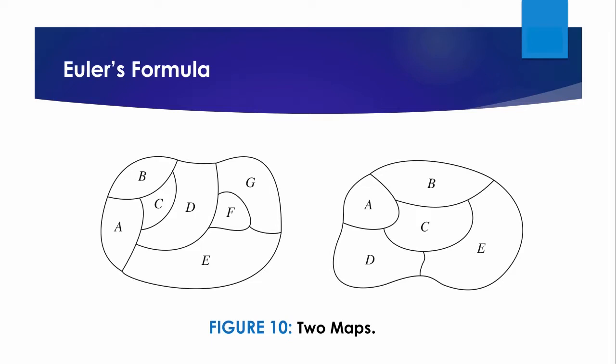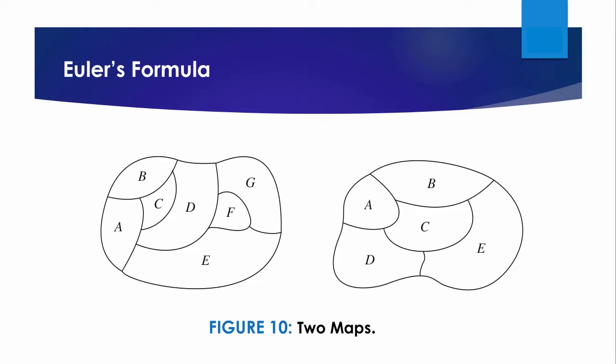Consider the problem of determining the least number of colors that can be used to color a map so that adjacent regions never have the same color. For instance, for the map shown on the left in Figure 10, 4 colors are sufficient, but 3 colors are not enough. In the map on the right in Figure 10, 3 colors are sufficient, but 2 are not.